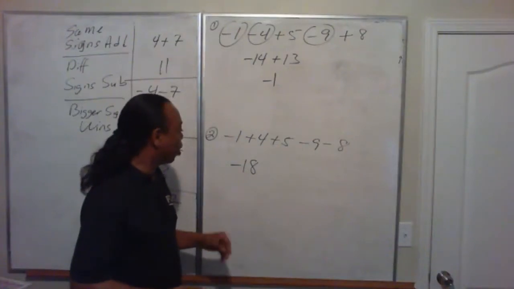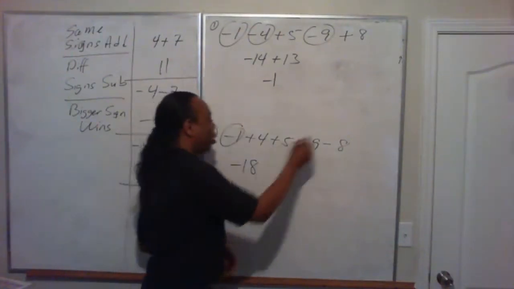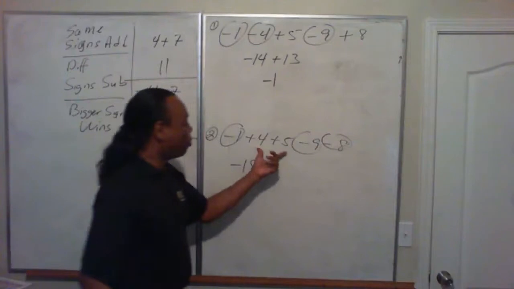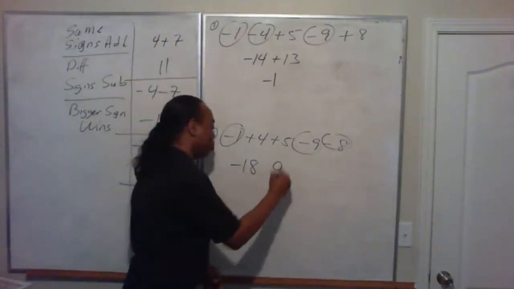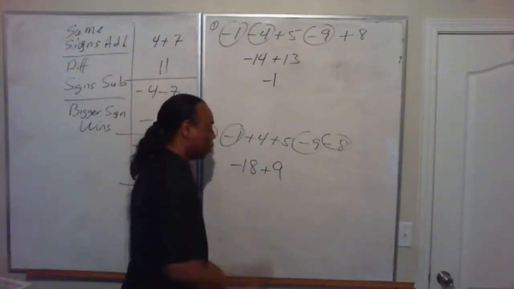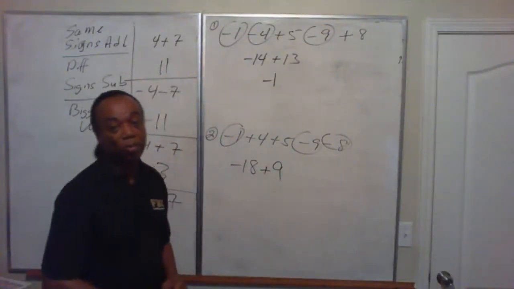So then we're going to put all our positives together. Now that we've got all our negatives together. And the 4 and 5, they're both the same sign. They're both positive, so they add together to become a 9. Okay, and that's a positive 9. So the bigger sign wins.